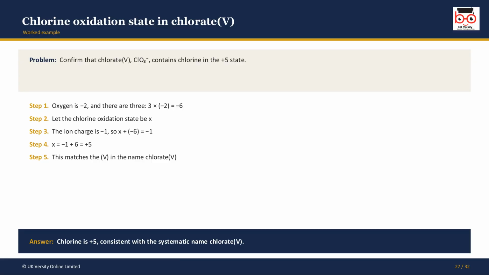Let's confirm that chlorate 5 really does contain chlorine in the +5 state. There are 3 oxygens at -2 each, giving -6, and we'll let the chlorine be X. The ion has an overall charge of -1, so X plus -6 equals -1. That gives X equals -1 plus 6, which is +5. And that matches the 5 in the name chlorate 5, so the systematic name is telling us the oxidation state directly.